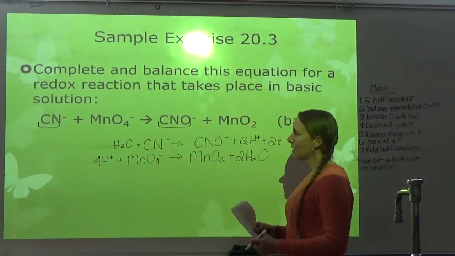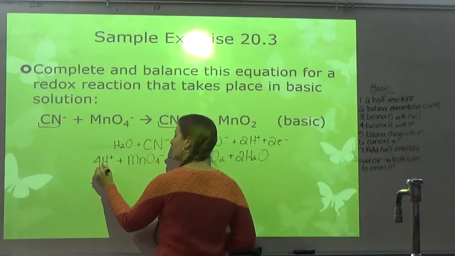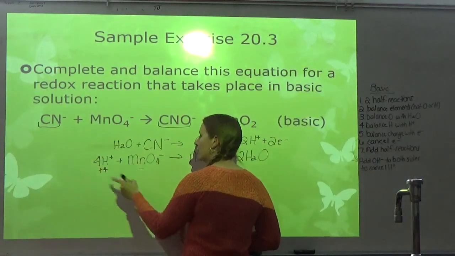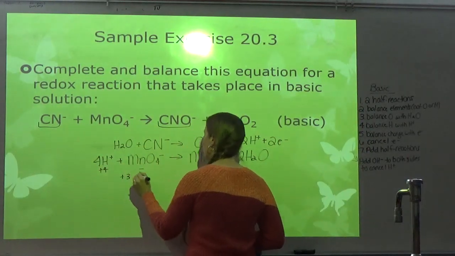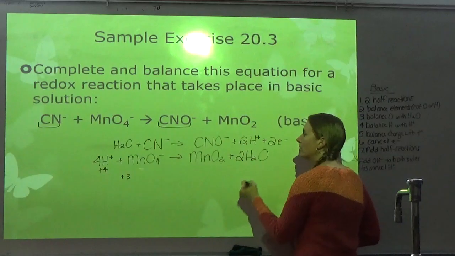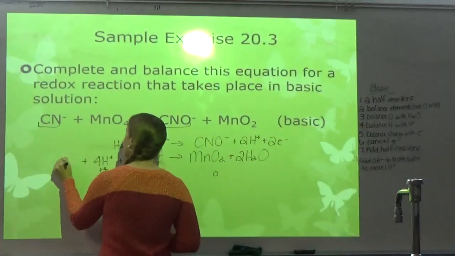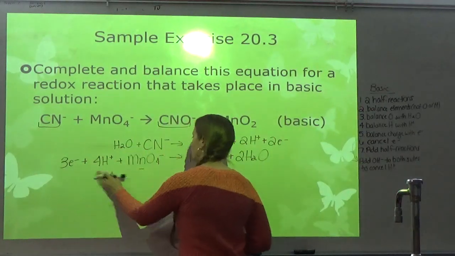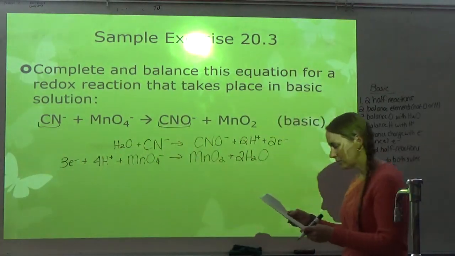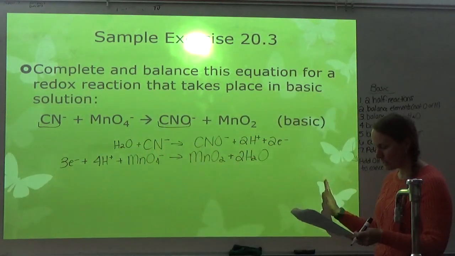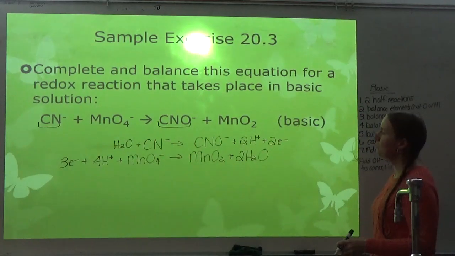All right, so then I'll look at my bottom one. Here I have 4 positives and a negative, so on this side I've got positive 3. Here I have neutral and neutral, so I have 0. So what I would need over here is 3 electrons. Just like that. Let me just make sure I'm not making any errors as I go. All right, that's what I got on my paper.